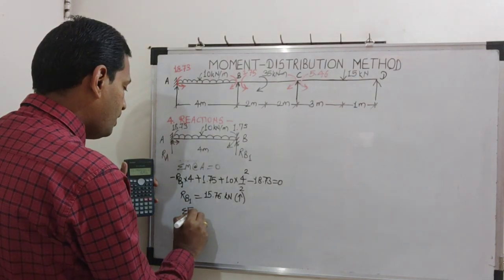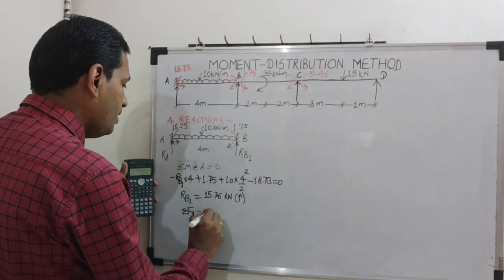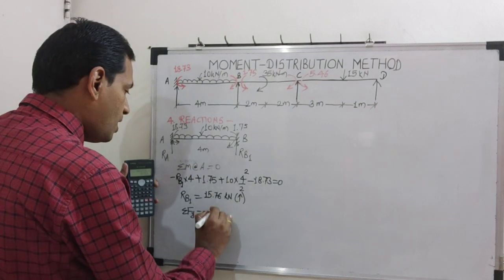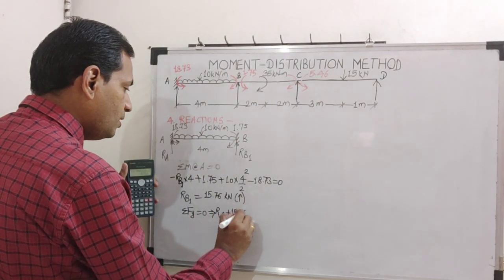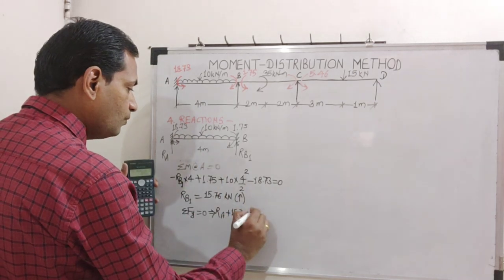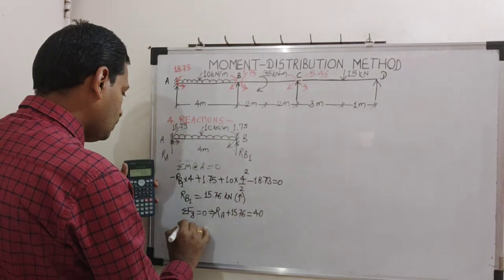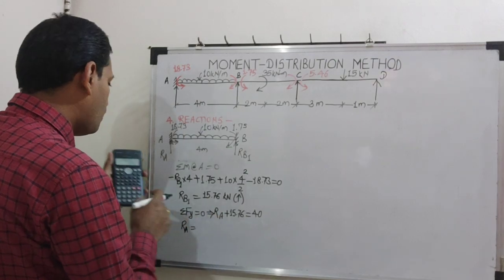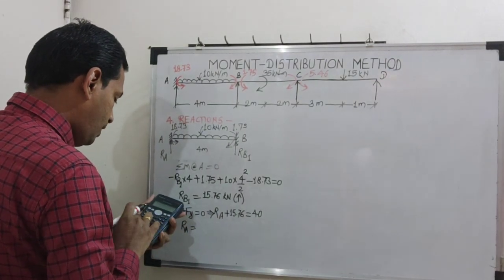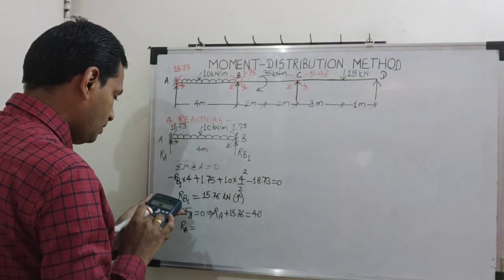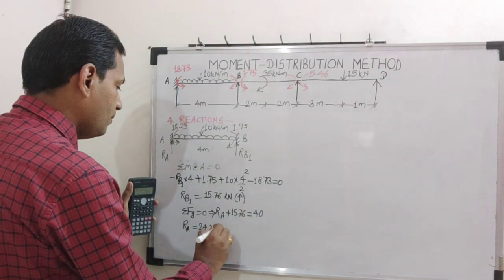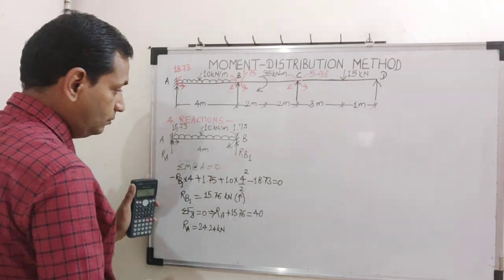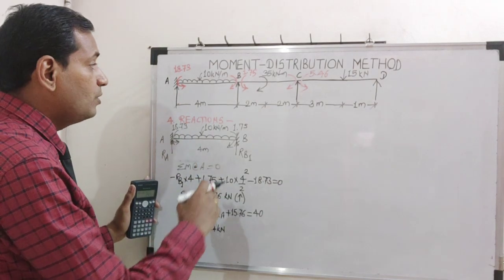For the same free body diagram, apply summation of Fy equal to 0. So RA plus 15.76 is equal to 40. So what will be RA? 40 minus 15.76. So the answer is 24.24 kilonewton. One free body diagram is over. Go to second.